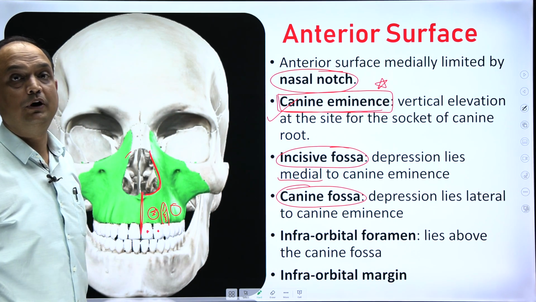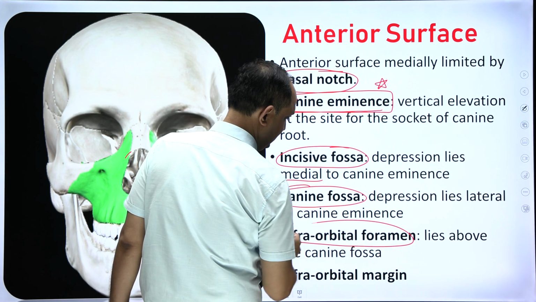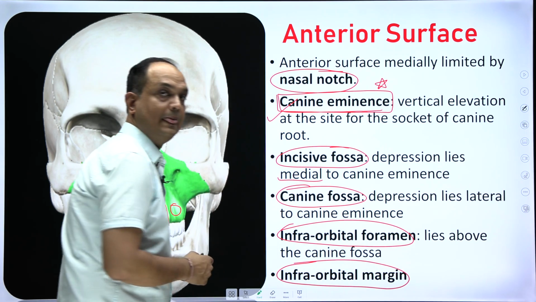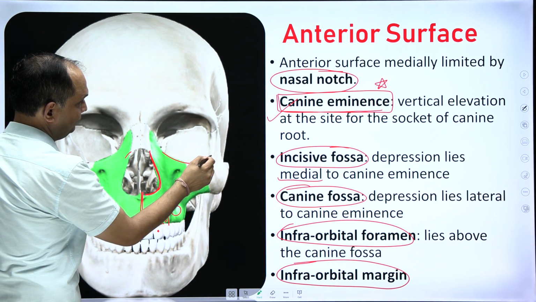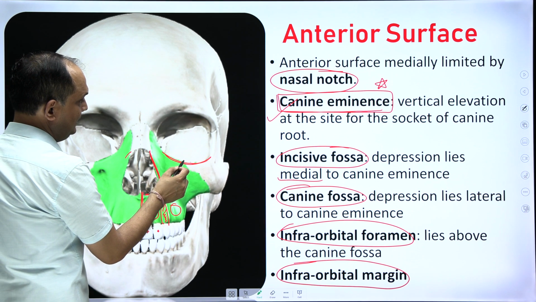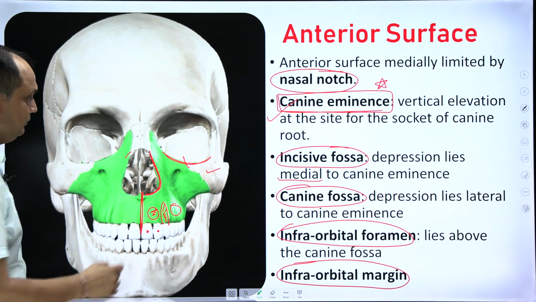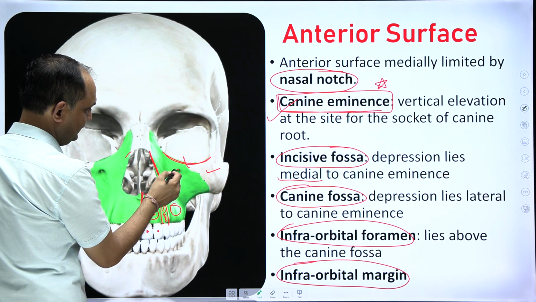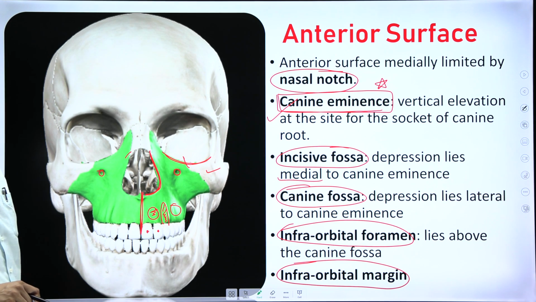Now the next important bony landmark is the infraorbital foramen and infraorbital margin. The infraorbital margin is the inferior border of your orbit, contributed medially by the maxilla and laterally by the zygomatic bone. Below this margin you will have a foramen, and this foramen is known as the infraorbital foramen.